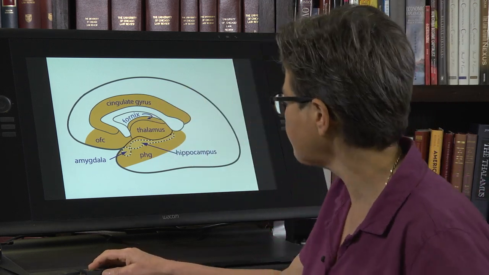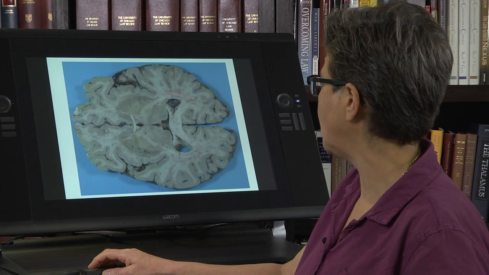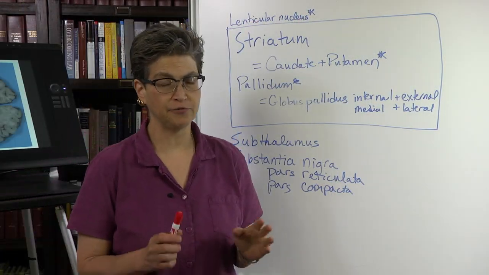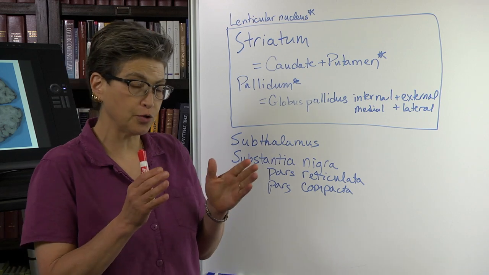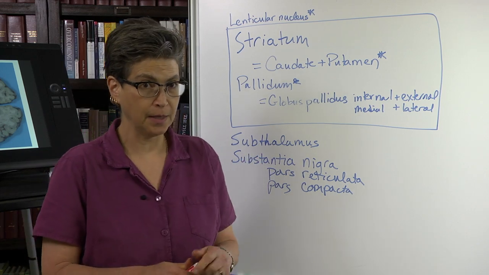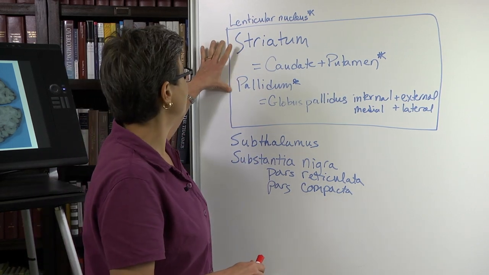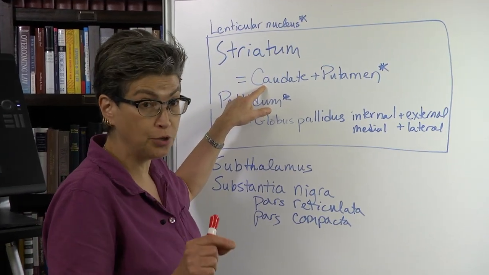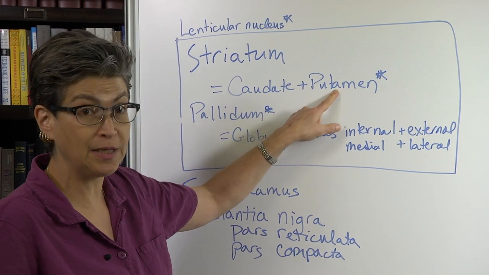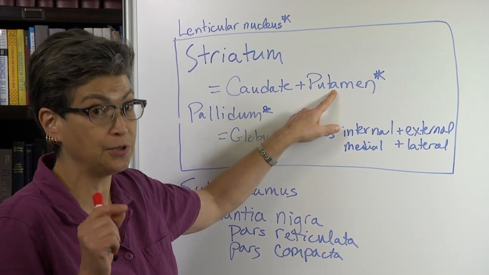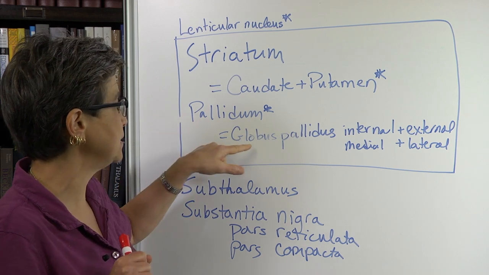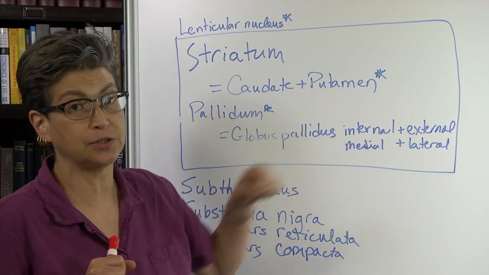Okay. Let's go on to the basal ganglia. Remember that the basal ganglia have two core components: the striatum and the pallidum. The striatum consists of two different parts, caudate and putamen. They are separated by the internal capsule, as we will see. And the pallidum consists of the globus pallidus, internal and external.